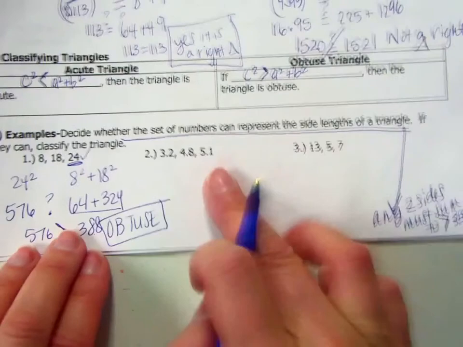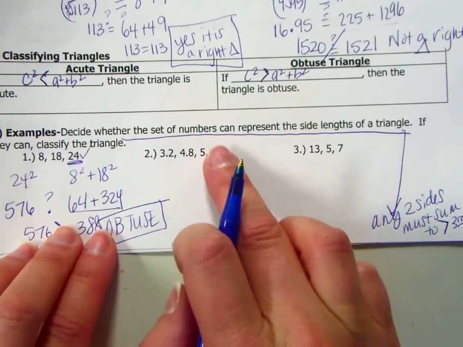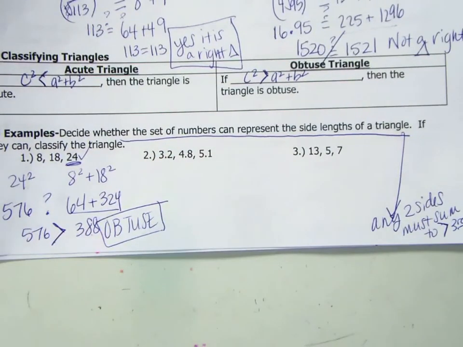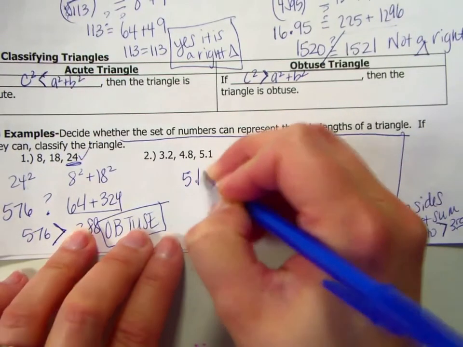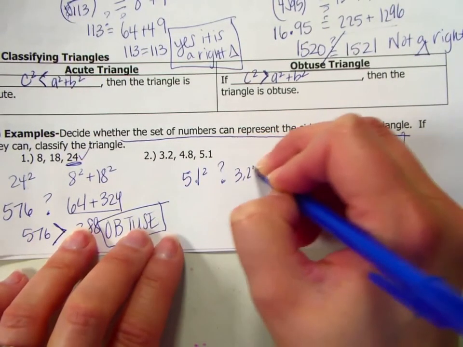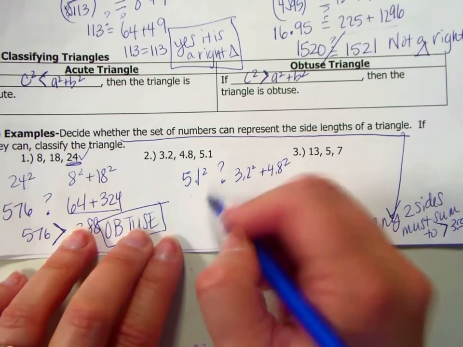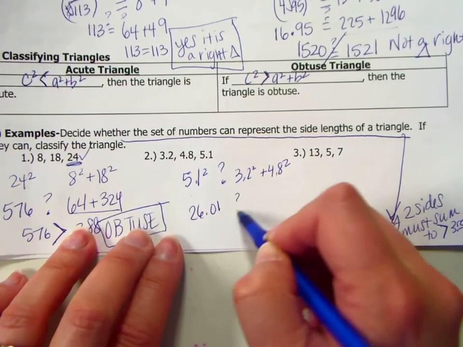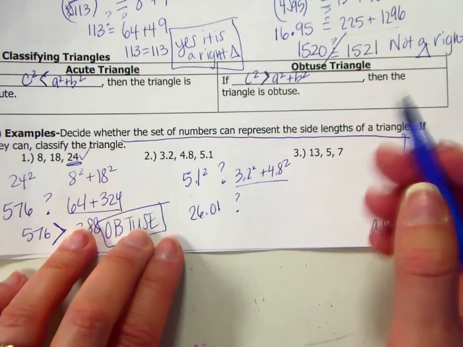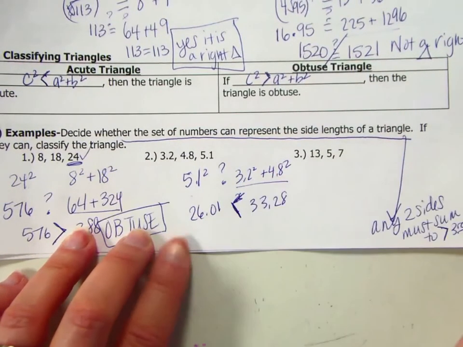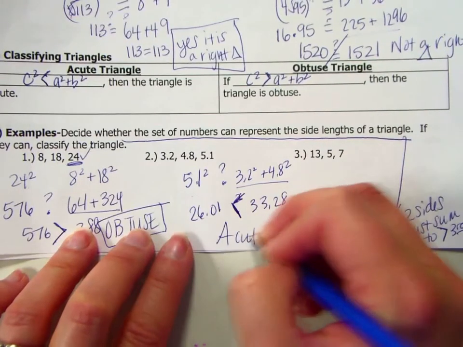I want you to take a minute to try the next one on your own. So how does the biggest side squared compare to the other two sides squared? For 5.1 squared is 26.01 compared to the other two squared and added is 33.28. So that c squared is less than the other side, which means this is acute.